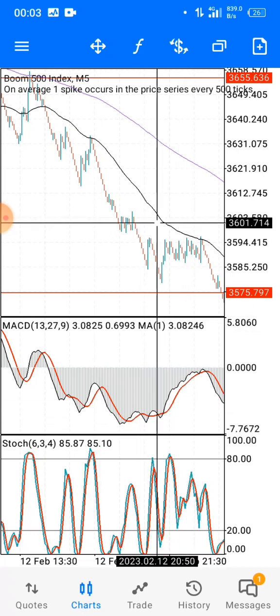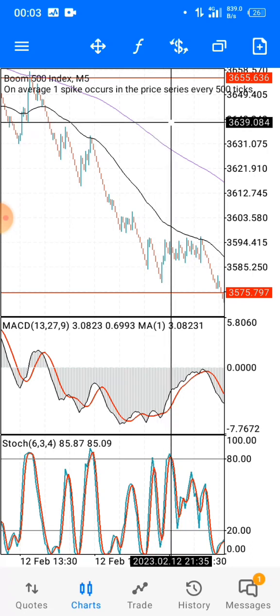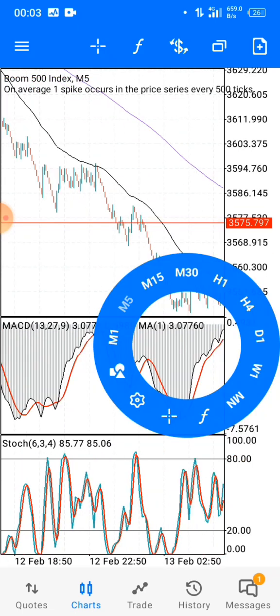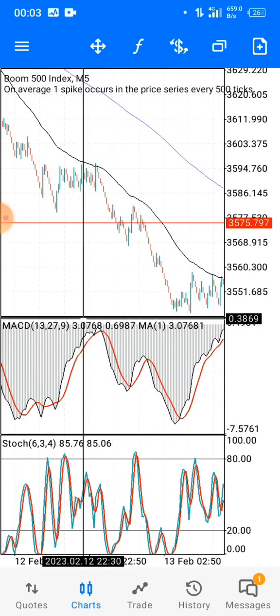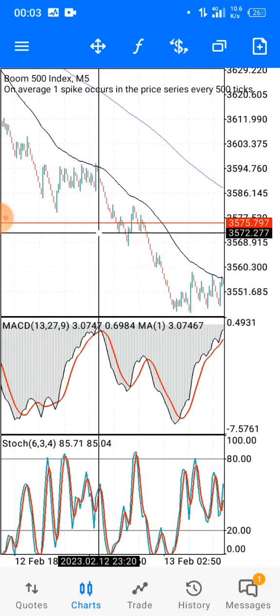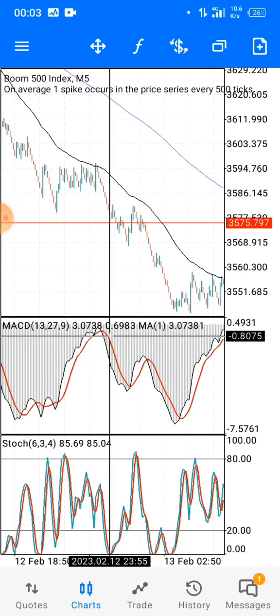We have a smaller stop loss. Why? Because we'll be placing our stop loss above the previous high. That will be our stop loss. So let's see right here, we've got an entry. It goes back to the 50 moving average. Our MACD is below level 0.